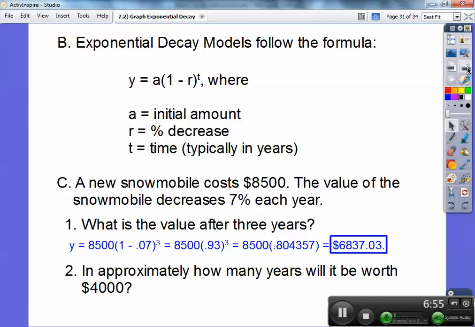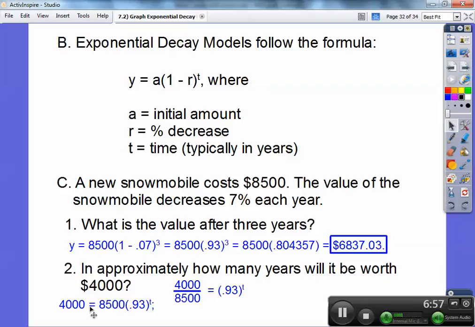Okay, so now on this one, in approximately how many years will it be worth $4,000? That would be my final amount. So my final amount is going to equal my initial amount times (1 minus 0.07), the same as up here, to the t power. I divided both sides by 8,500 right here. So I get the decimal of that, 0.4 something, 0.4706. All right, so 0.4706 equals that 0.93 to the t power.